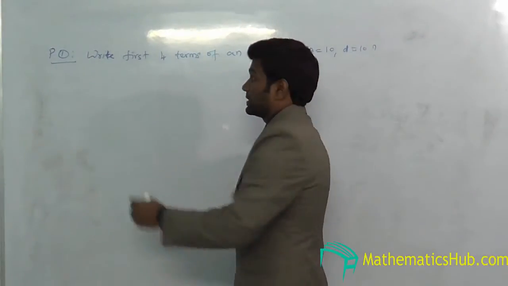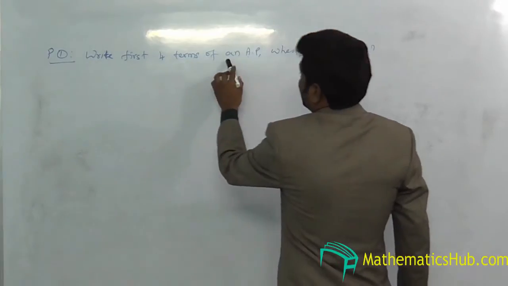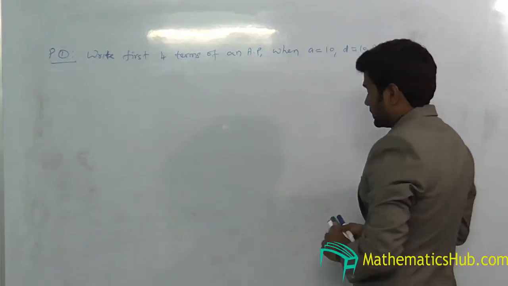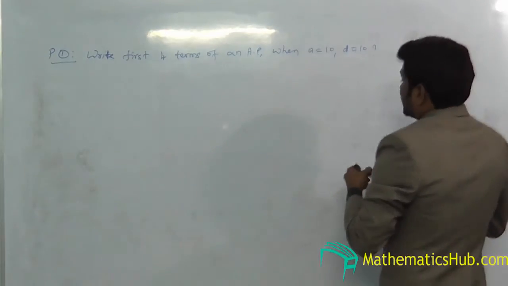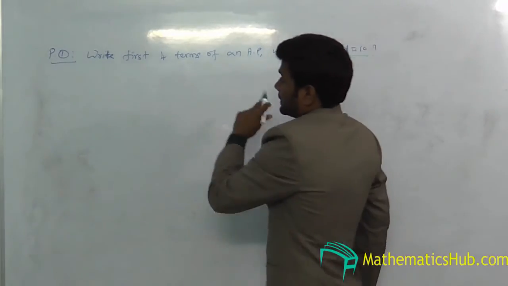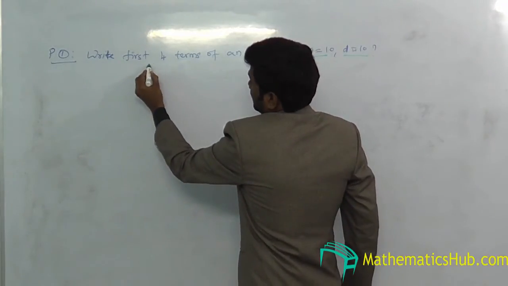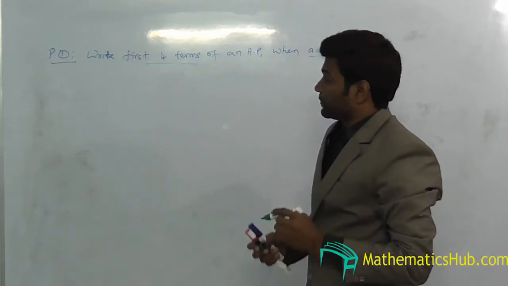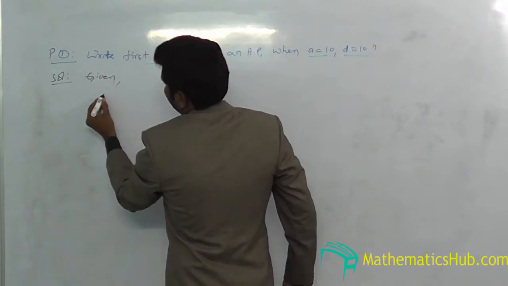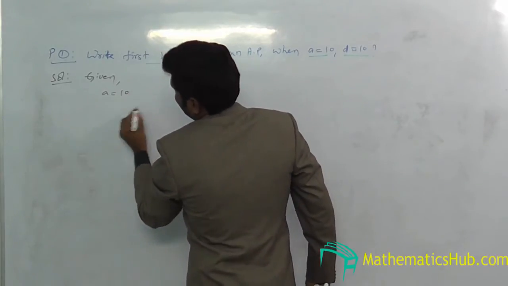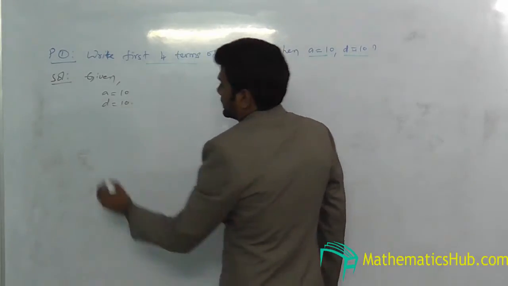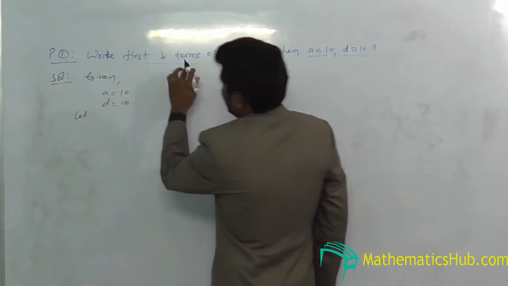Here the problem is: write the first four terms of an AP when A equals 10 and D equals 10. So given first term A equals 10 and common difference D equals 10, and using that information we have to find the first four terms of the AP.